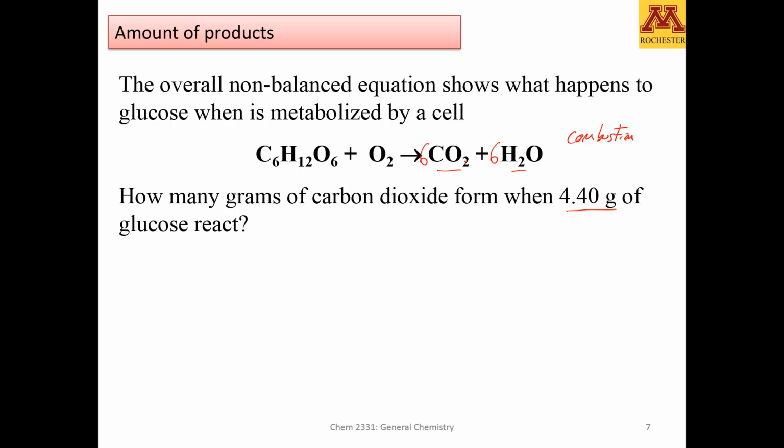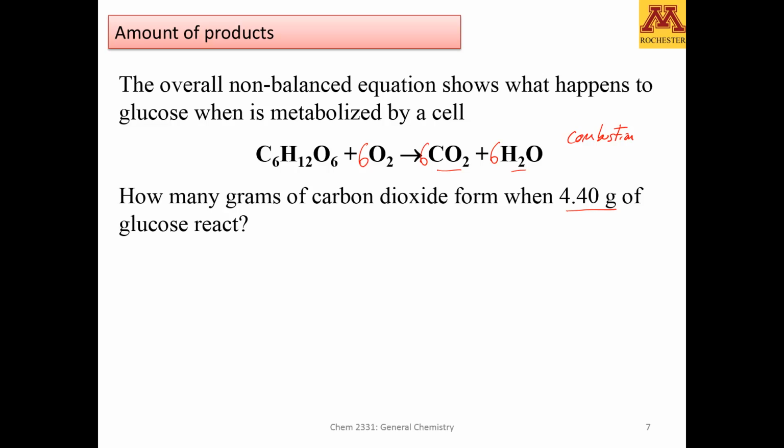So let's count oxygens on the right. We fixed carbons and hydrogens. Sorry, I'm talking about oxygen. 6 times 2, 12 oxygens, plus 6, 18 oxygens. There's already 6 here. I need 12, and this will give me 2. So with some practice you will see that this is a balanced reaction.